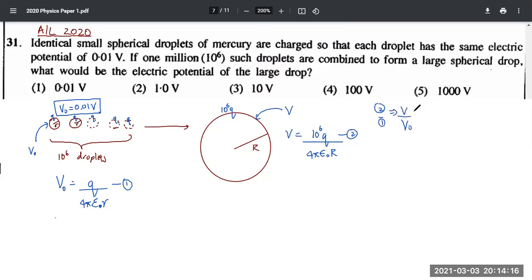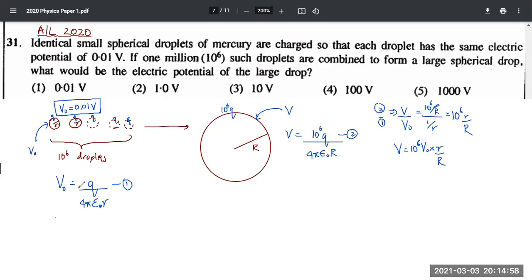V over V naught equal to, on the right hand side, what do we have, people? 10 to the power 6 over capital R will be remaining, and here 1 over simple R will be remaining. So I'll be getting 10 to the power 6 simple R over capital R. Now we need to find the relationship between simple R over capital R, and you have your answer, because V is equal to 10 to the power 6 V naught into simple R over capital R. You know the value of V naught. All you need to do is find a relationship between simple R and capital R.